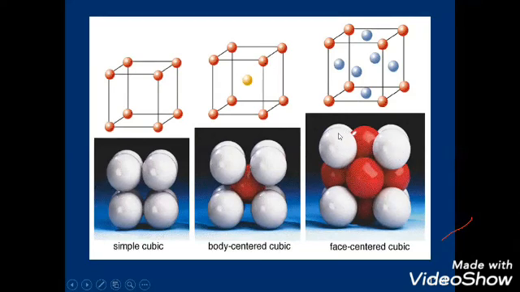These units are at the corner, 8 units. And this unit is at the center of the top face. This unit is at the center of the bottom face. This unit is at the center of the right face. This unit is at the center of the left face, etc.